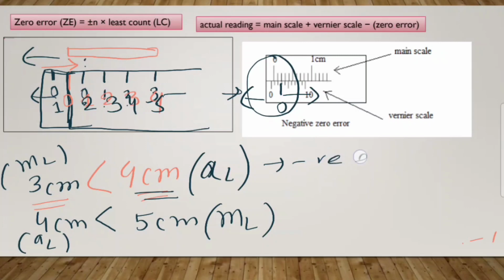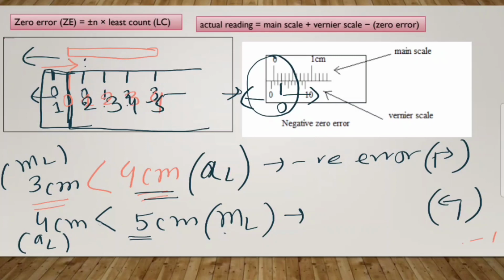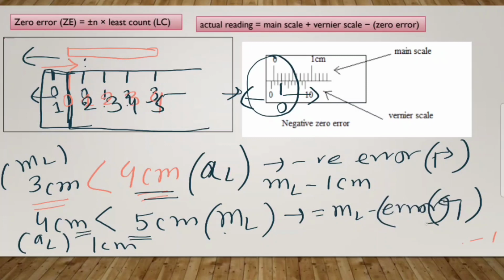This was the negative error when our vernier was offset to the right. And when our scale is offset to the left, we found an error. We found that our measured length is 1 centimeter greater than the actual value. So we have to subtract this 1 centimeter from our measured length to get the actual length. That means we can simply subtract the error. So we can call our error a positive error.